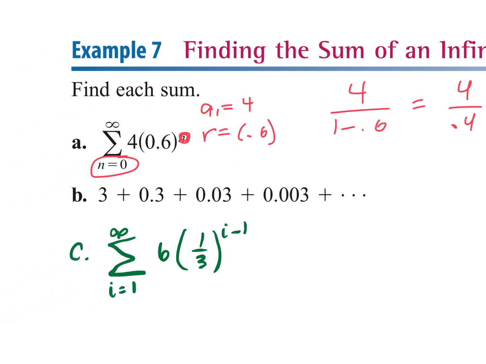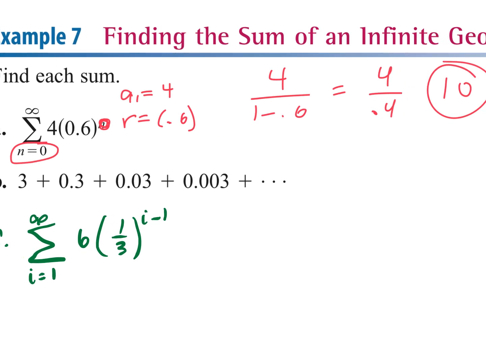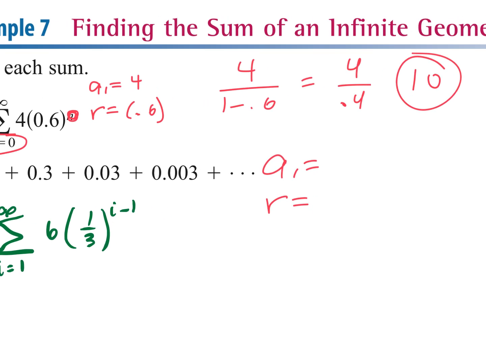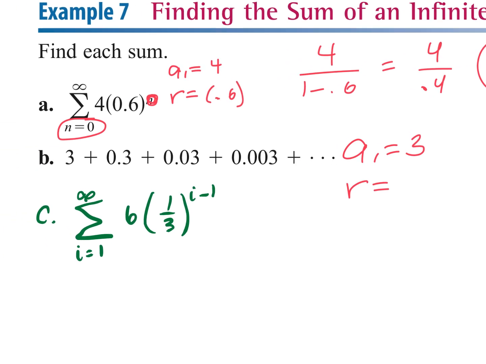Looking at this one, guys, how do I know that B is infinite? How do you know it keeps going? Because of the dots. The 3 dots say, and so on, and so forth. So I need to identify the major important things, the first term and the ratio. Well, what's the first term? 3, because you can see it. How do you figure out the ratio?